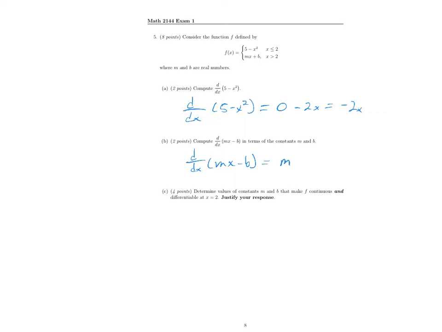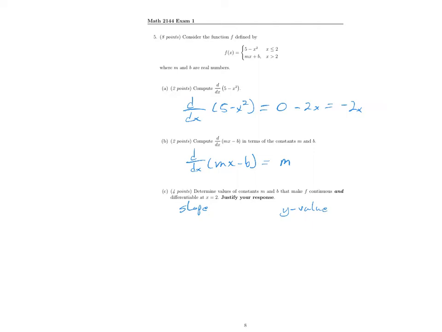And so for part C, we're asked to determine the values of constants m and b that make f continuous and differentiable at x equals 2. To be continuous, we need the same y value, and to be differentiable, we can't have a sharp point, essentially. So we would need to have the same slope. So we need slope to match up, and we need the y value to match up.